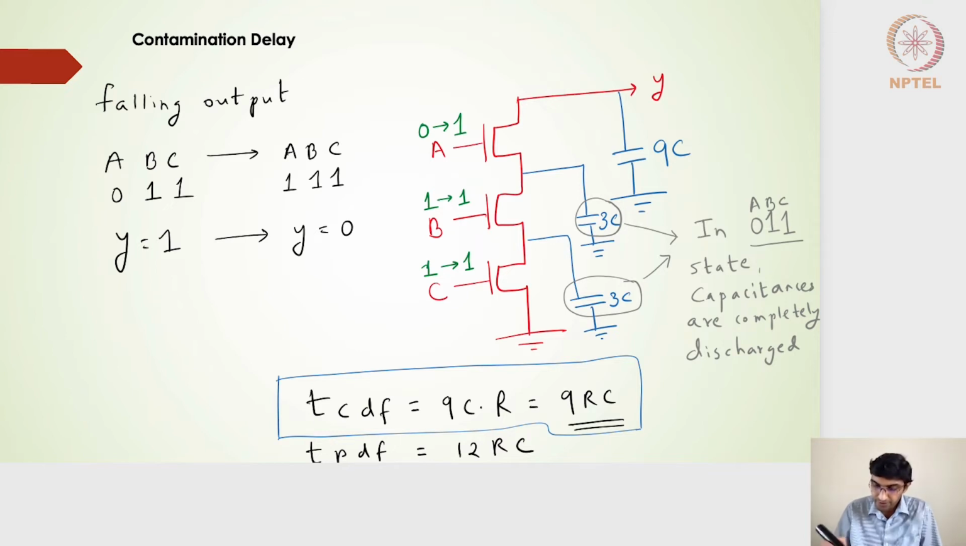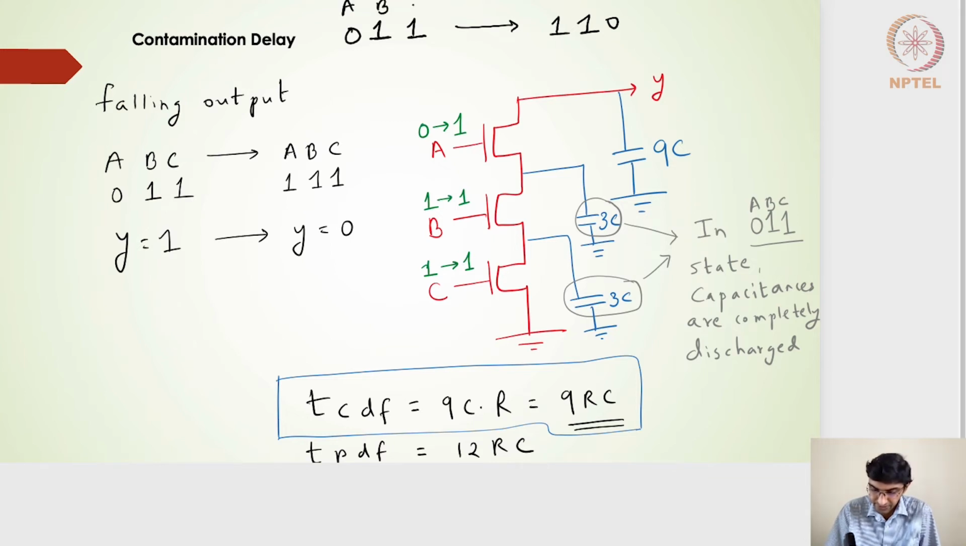So what we really want is the input. Let's say that it starts from 0, 1, 1 and then changes to 1, 1, 0. All right, for a 3-input NAND gate, if I'm going to write it as ABC here, this is what the ABC represents.